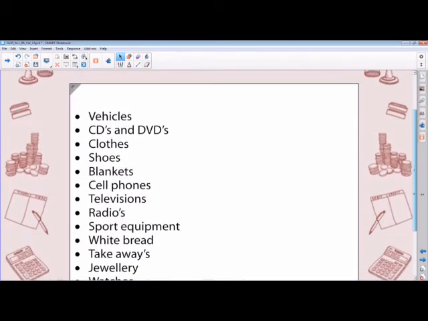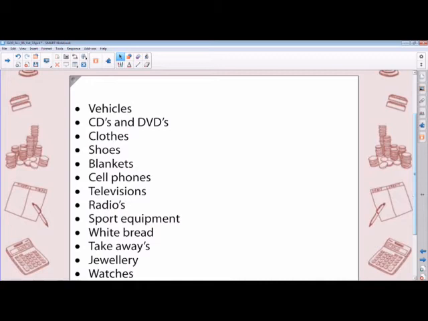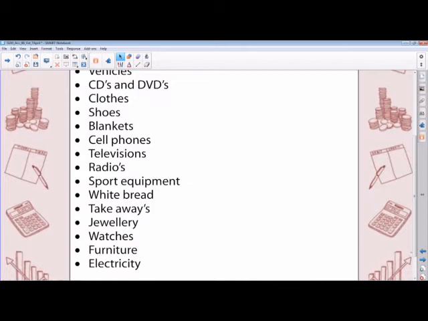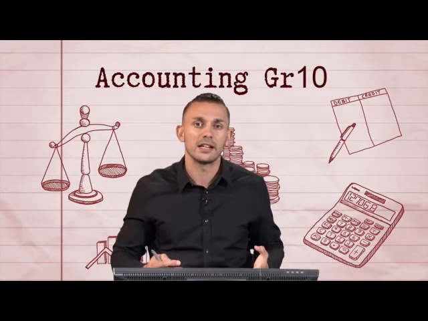The very first one, a vehicle, a car, CDs or DVDs, clothes, shoes, blankets can be an example, cell phones, televisions, radios, any sport equipment. I've put in this one, white bread. Remember, white bread is seen as a luxury. Your takeaways, jewelry, watches, furniture, and electricity. All of these items, guys, we don't need these items to survive, like our zero-rated items.